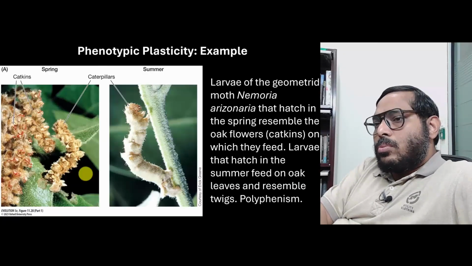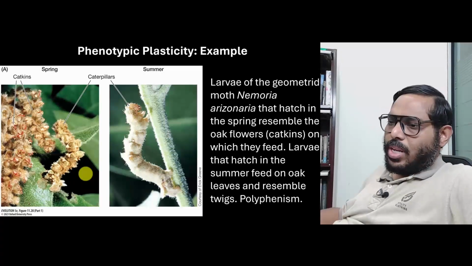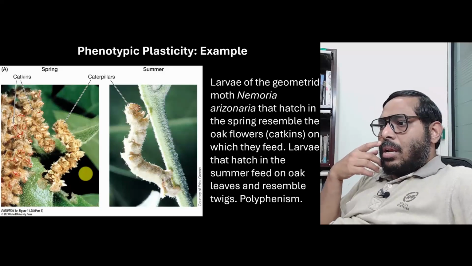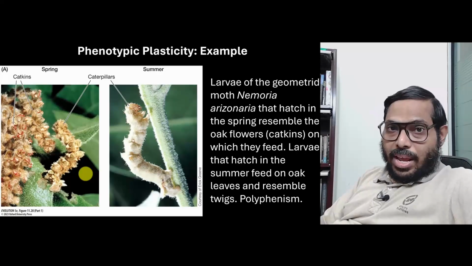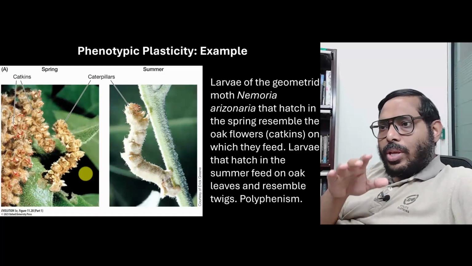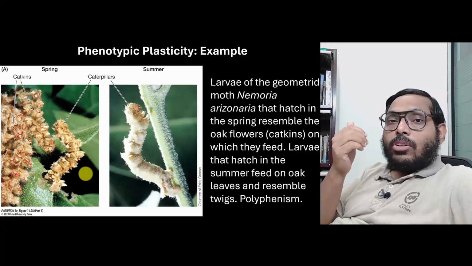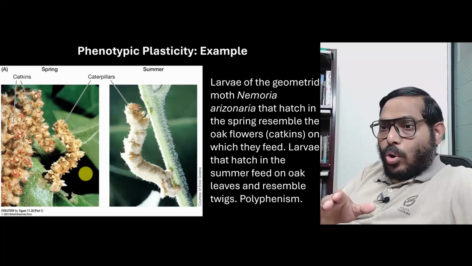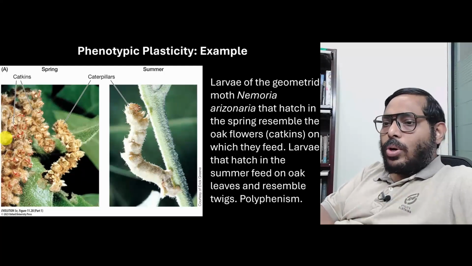Now, we also saw multiple examples actually. Here is just one of them to refresh your memory. So, this is the larva of the geometrid moth Nemoria arizonaria, and this can grow either during the spring season or during the summer season. This grows on the oak tree. When it grows during the spring season, it resembles the inflorescence of the oak flower known as catkins. So, you can see this is the larva and this is the oak inflorescence.